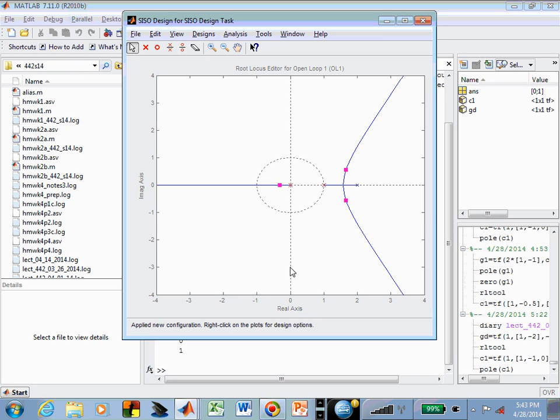What's your pole zero excess for a 3-pole system? 3. You have 3 more poles than finite zeros. So you have 3 zeros at infinity, and all 3 of your root locus branches are going off to infinity, and they're going off in the appropriate directions: 60, 180, and 300. And you can see that those squares, which would indicate the closed loop poles, they're not inside the unit circle, and so we need to do something.